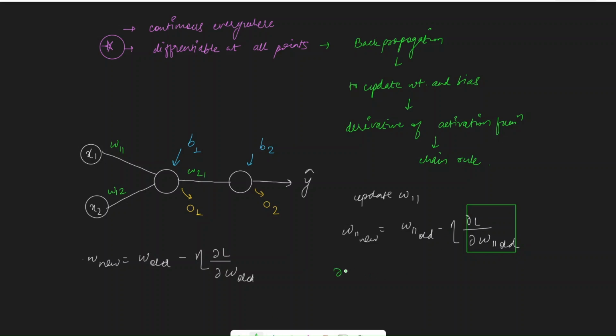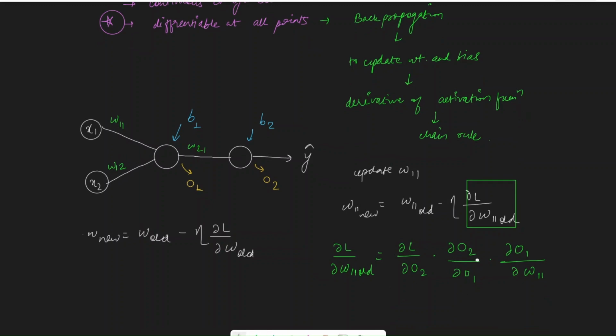So we can write this as derivative of loss function with respect to W11 old will be equal to derivative of loss function. Now loss is dependent on the output of output layer, which is O2. So I'll write O2. Then this O2 is dependent on O1, and then this O1 is dependent on W11. So we will multiply this by derivative of O2 with respect to O1, and then derivative of O1 with respect to W11. That's how the chain rule works. We start from the end and propagate backwards.